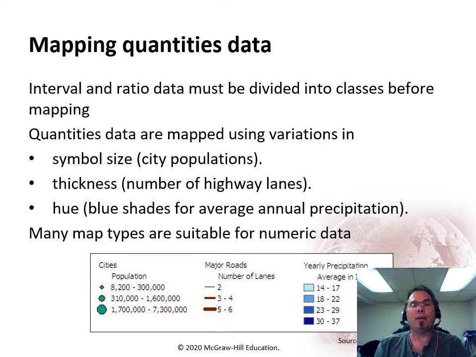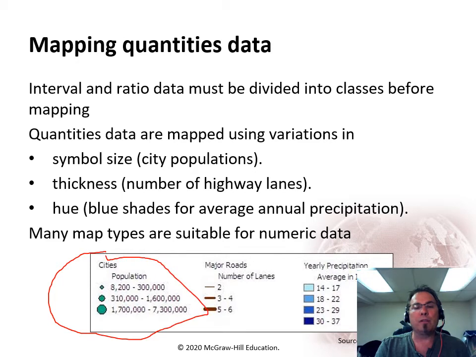So both interval and ratio data must be divided into classes. Sometimes you'll hear me use the word bins. It's an old term that I learned a long time ago. So classes and bins are the same thing. It's the starting and ending points of where one symbol starts and the next symbol starts. So for example, in the cities down here at the bottom, the first class is 8,200 to 300,000, and then 310,000 to 1.6 million. You get the idea. So those are the classes, the starting and ending points.